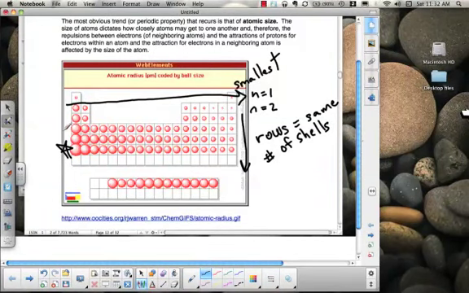If you come down here to the n equals 4 row, you start off in the s block, then you're in the d block, and then you end up in the p block. But you see that atomic size pretty much is a clear trend of decreasing as we go across. They have the same number of layers. So why are they decreasing? Well, the answer to that comes in the nucleus.